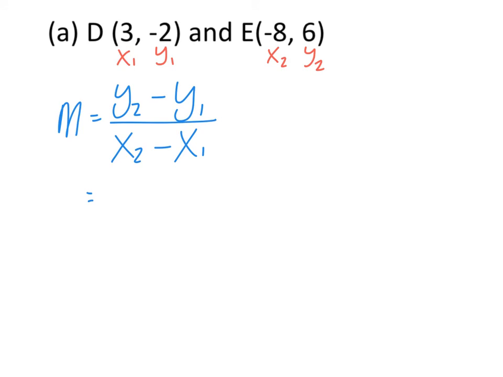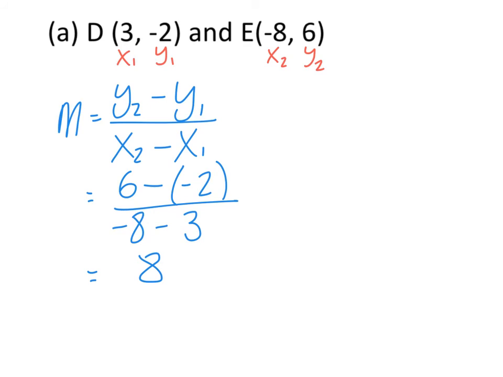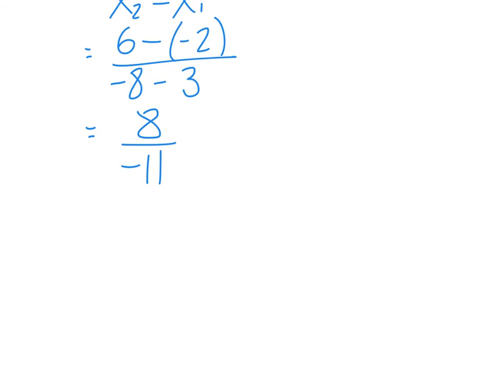So substituting into the formula, y2 is 6 and we're subtracting y1, which is -2, so careful with the signs there. And then it's x2, which is -8, and once again we're taking away, and it's x1, which is 3. So on the top line we have 6 take away -2, which is the same as 6 plus 2, which is 8, over -8 take away 3, which is -11. So we have a fraction which can't be simplified. It's 8 over 11 and it's negative, so we'll put the negative to the front, leaving us with our final answer.